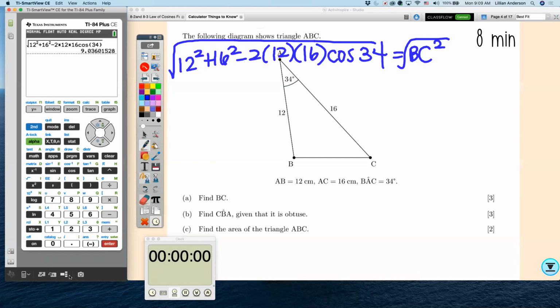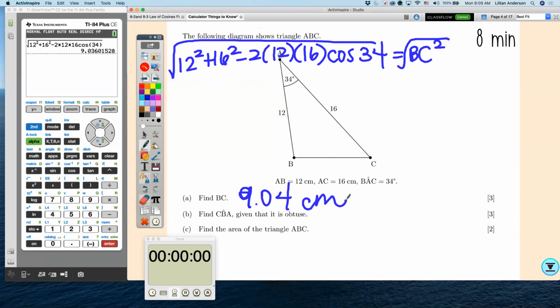Abby, what is it? I got 9.04. Don't forget your units as well. So 9.04 centimeters, that is the length of BC. We use the cosine rule because it's side, angle, side.